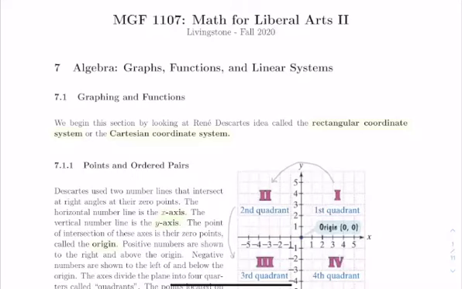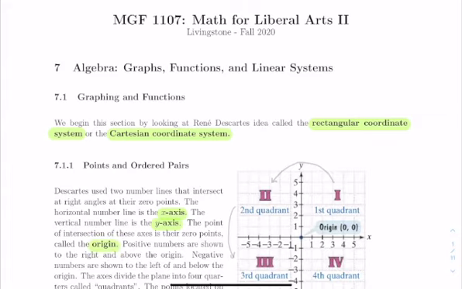In section 7.1, we're looking at graphing and functions. We begin this section by looking at René Descartes' rectangular coordinate system, or the Cartesian coordinate system. Descartes used two number lines that intersect at right angles at their 0 points. The horizontal number line is the x-axis and the vertical number line is the y-axis. The point of intersection of these axes is their 0 points, called the origin.